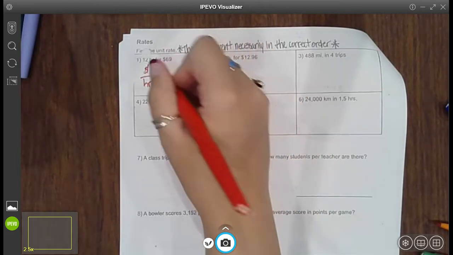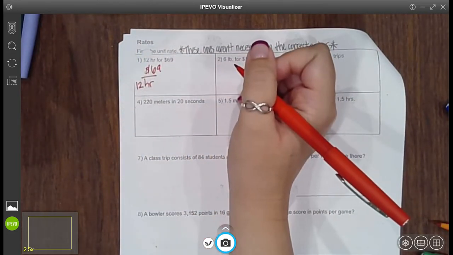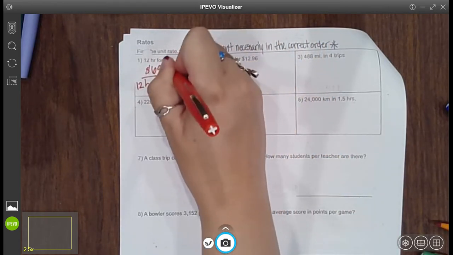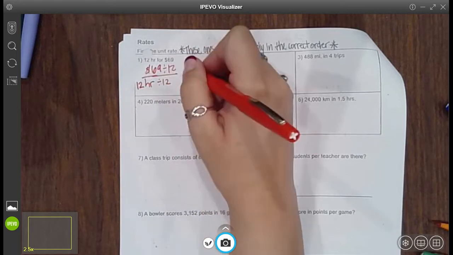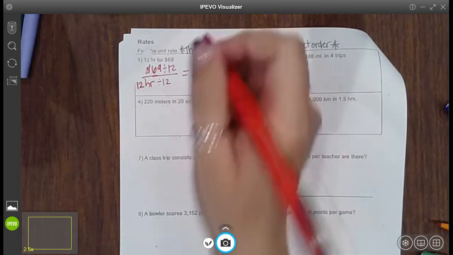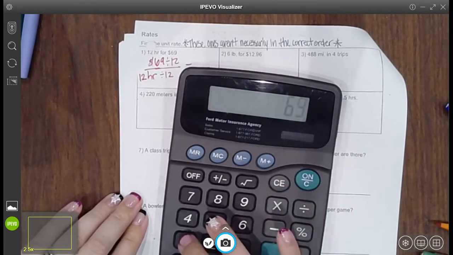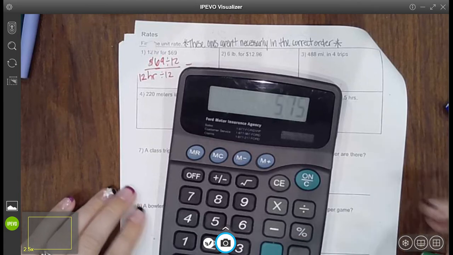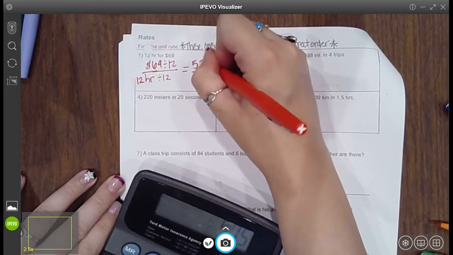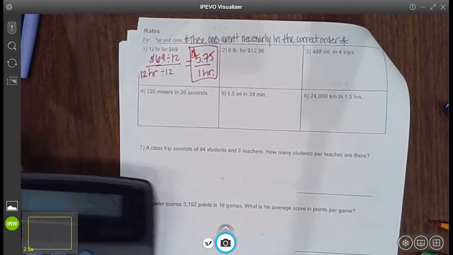Okay, so I'm going to put that you make this much money in 12 hours. So then to find the unit rate of how much you make per hour, divide them both by 12. 12 divided by 12 is 1. And 69 divided by 12, let's see in my calculator. And it's exactly 5.75. And since we're talking about money, I don't need to round it to the tenth. I want it in the hundredths place.